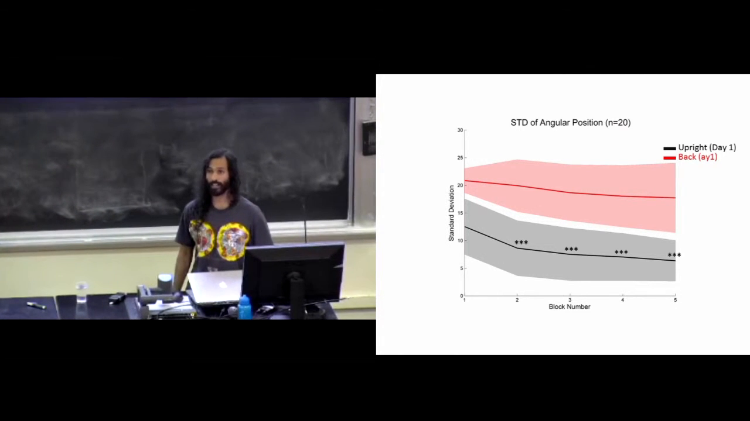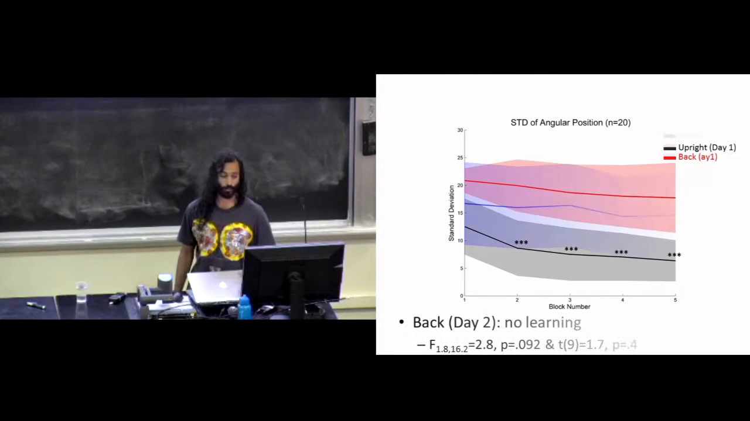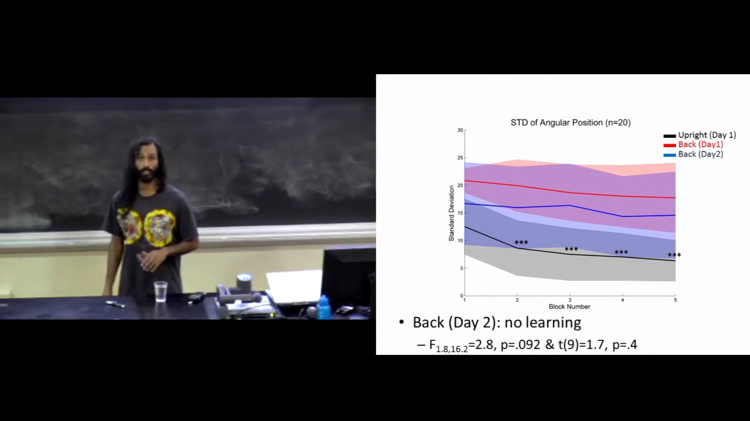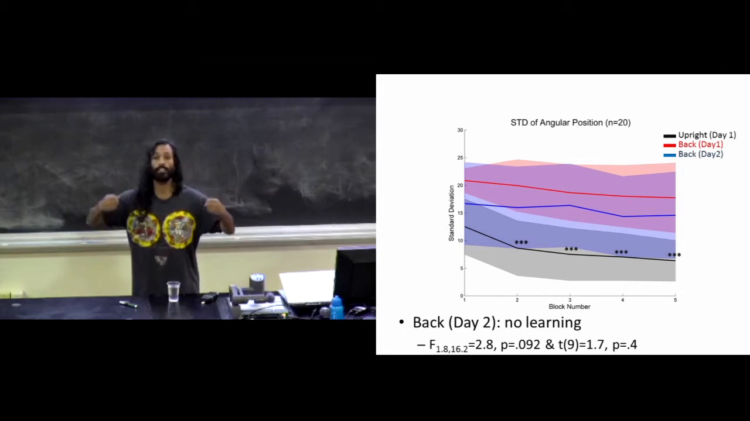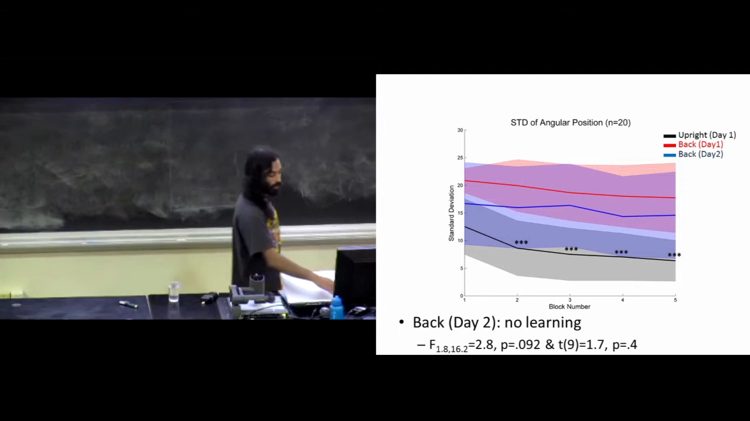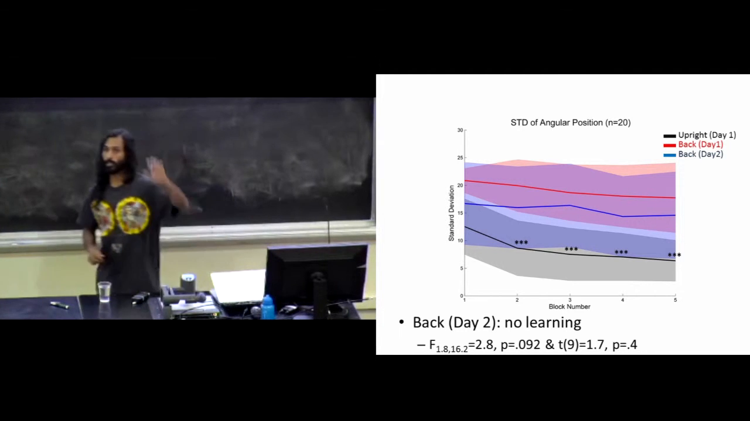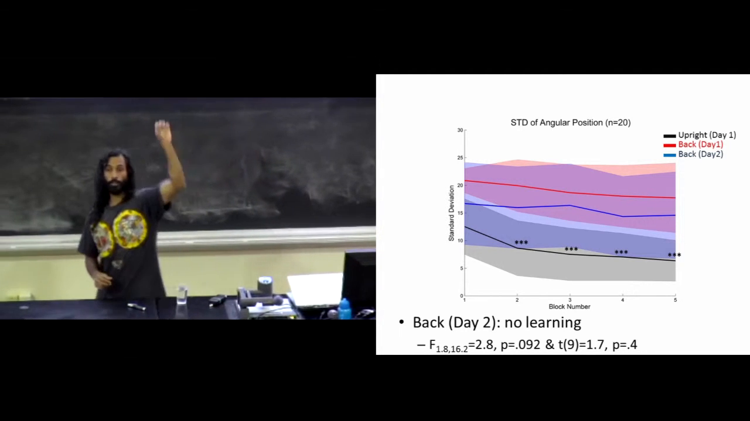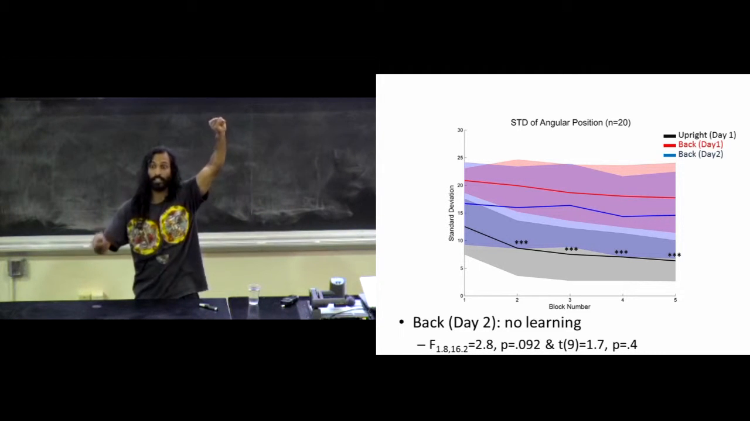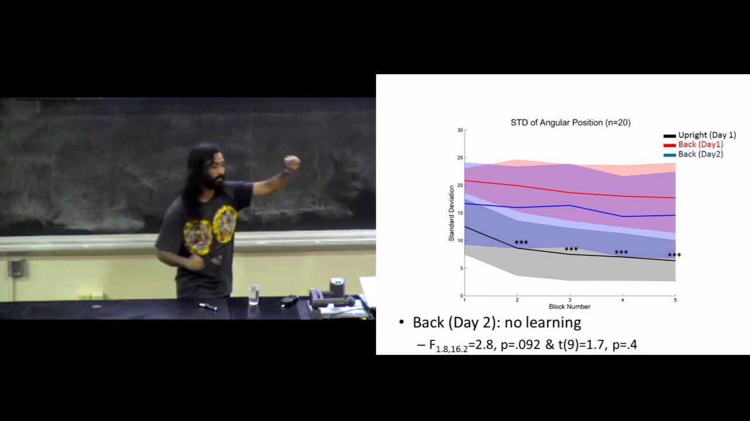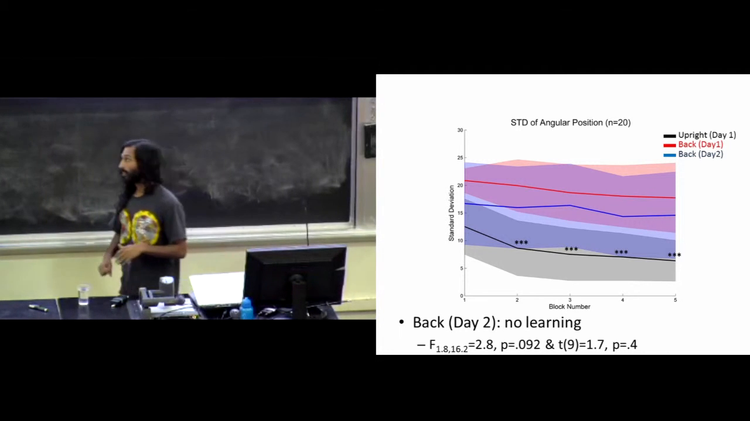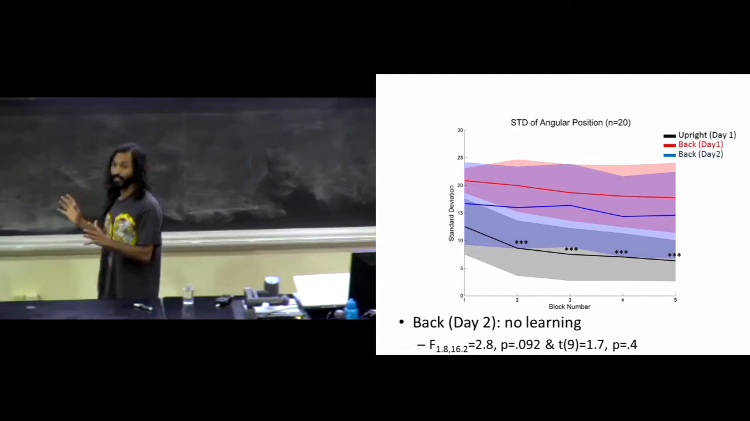And what we find is that they are poor, unfortunate souls, because collectively as a group, they're still not learning on day 2. There's no statistical difference between block 1 and block 5. What's more is that if I compare their performance on day 1, first block, to their performance on the last block on the last day, there's still no statistical significance in their ability to minimize variability. And they're still statistically different than the upright group.